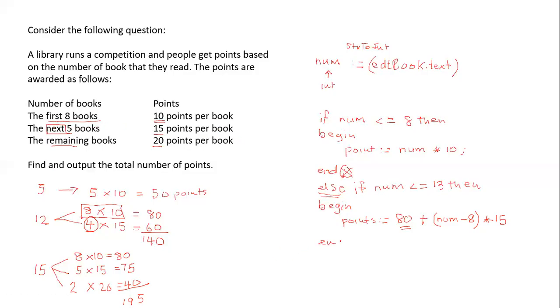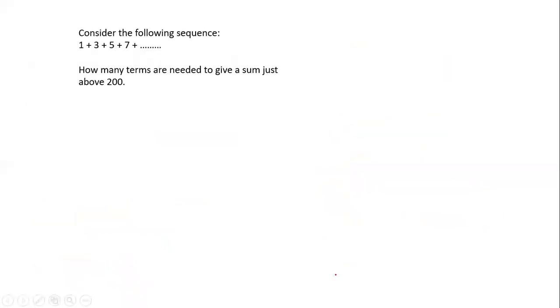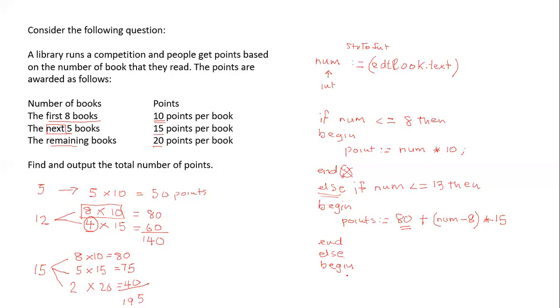Let's look at the third category. Again, there's no semicolon, and I'm going to go straight else. So there's no need for another check. Because if the first category fails, the second category fails, it has to be the remaining books, which is more than 13. So begin, and then the points will be, and if we look at the example that we used, you can see that there's 3 parts to this.